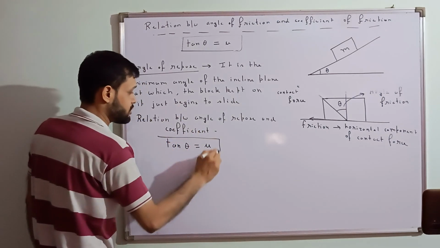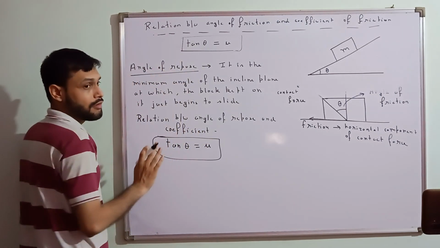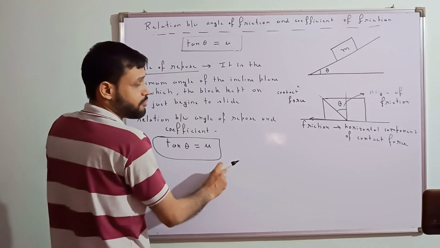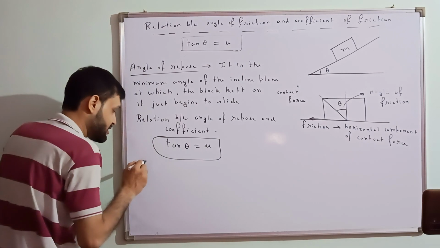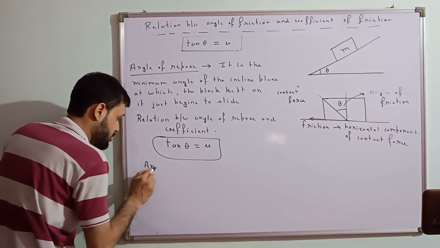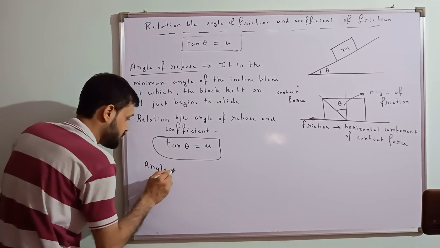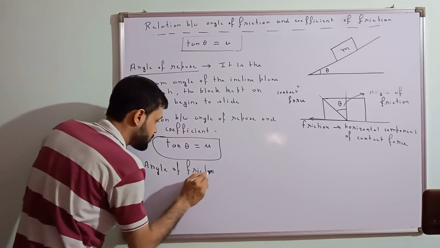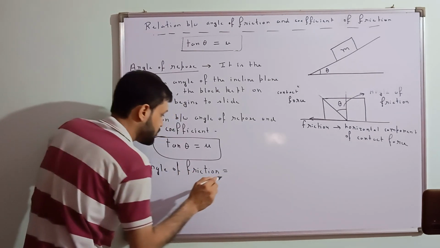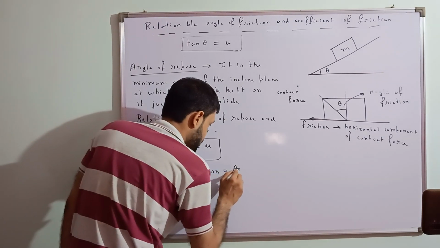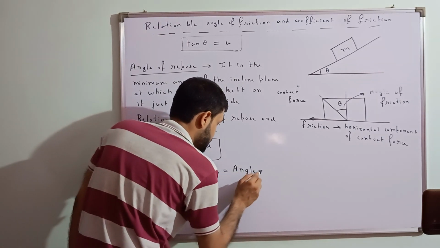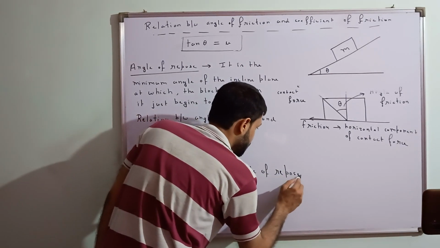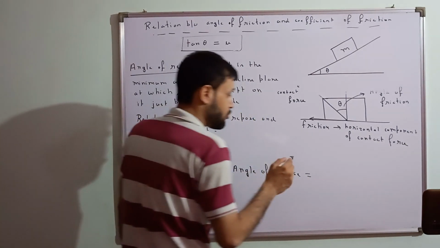From these two relations, you can see what you can conclude. Angle of friction is equal to angle of repose, and tan of that angle is equal to coefficient of friction. Let me write it like this: angle of friction is equal to angle of repose is equal to coefficient of friction.